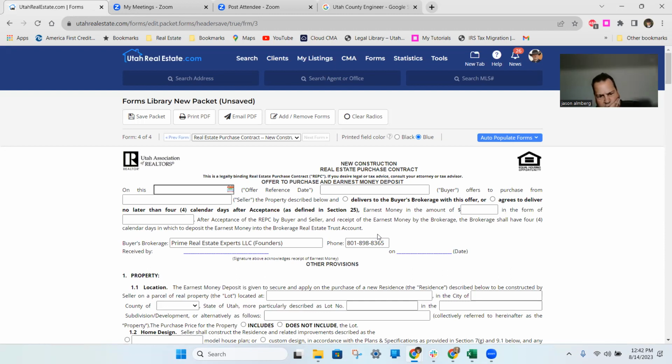You don't get paid for that. So just understand that that's going to be built in there. The primary things to look for in a builder's contract are going to be earnest money or deposit. Are they treating it as earnest money or are they treating it as a construction deposit?